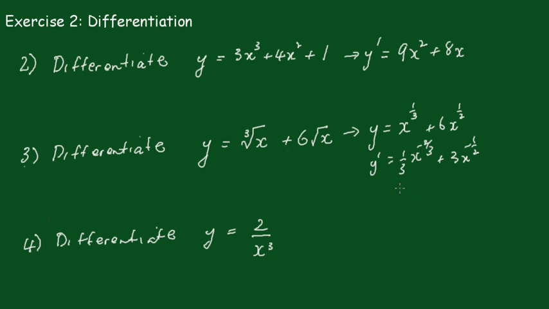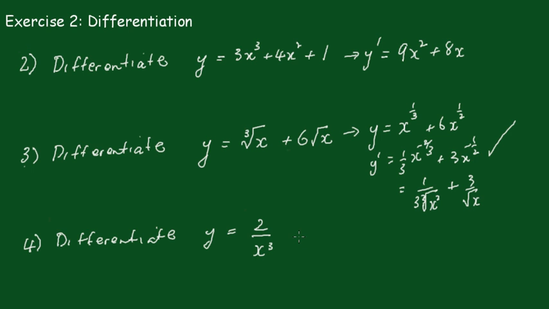If you wanted to, you could rewrite that as 1 over 3 times the cube root of x squared, now to see that 3, plus 3 over the square root of x. But it's not really necessary, that's okay to leave it like that.